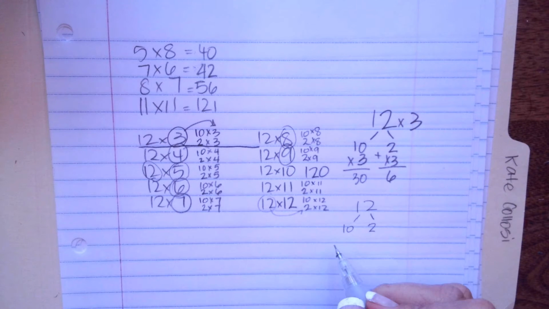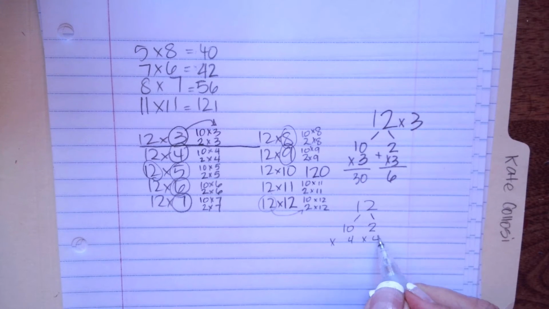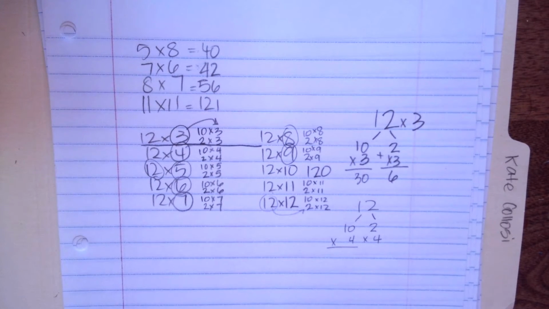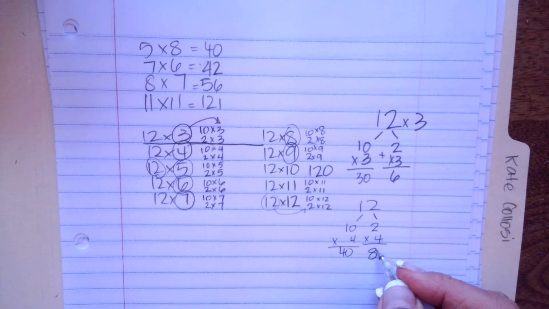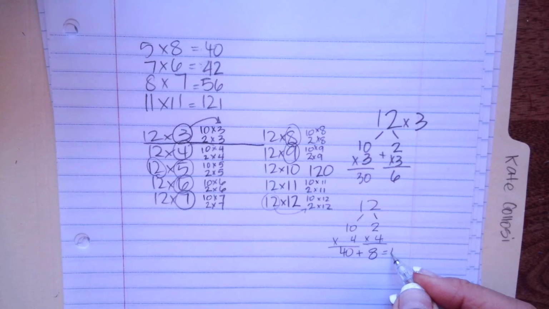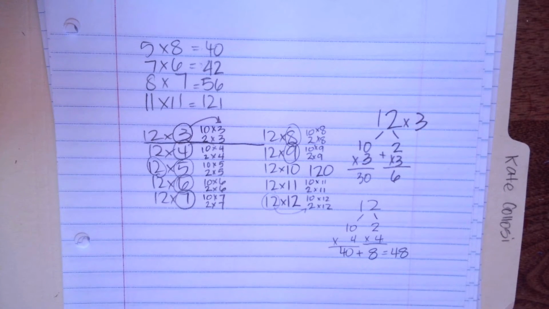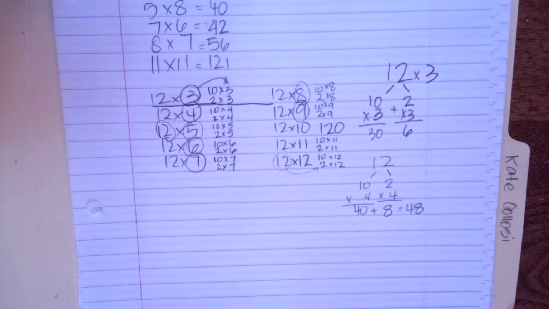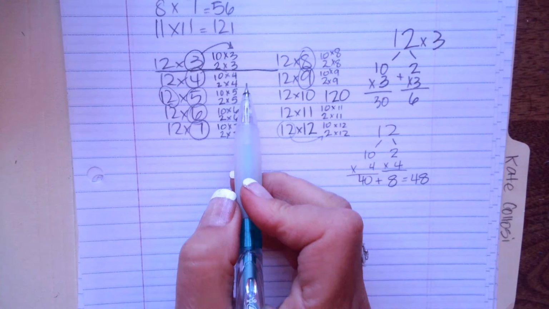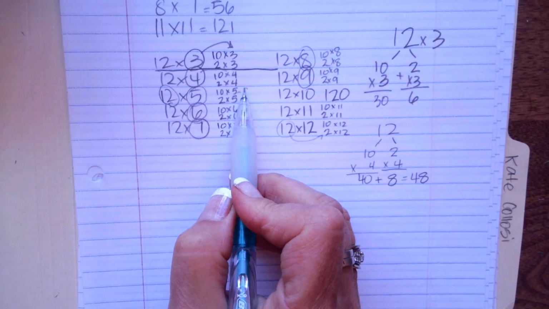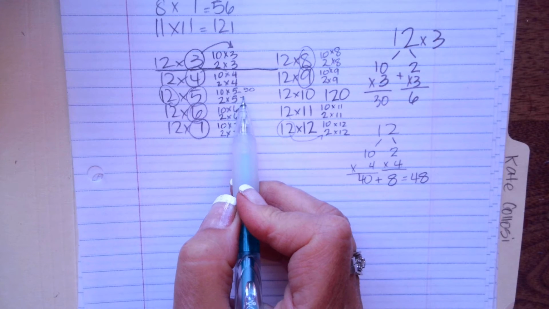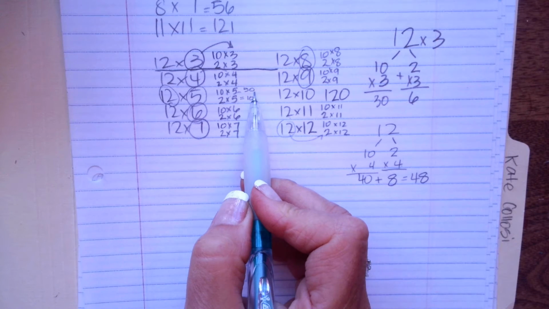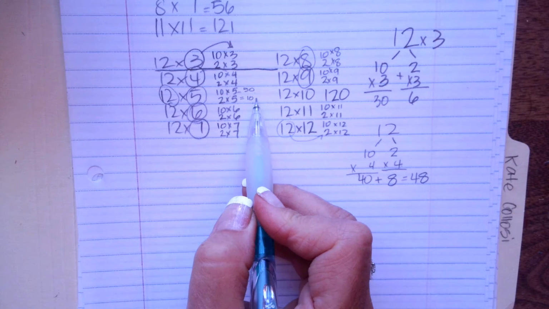12 times 8, we're saying this 12 became a 10 and a 2. And then I'm doing times 4 and times 4. 10 times 4 is 40, plus 2 times 4 is 8. Now I have something that is pretty manageable. 48. 12 times 5 is 50. Sorry, 10 times 5 is 50, and 2 times 5 is 10. 50 plus 10 is 60.